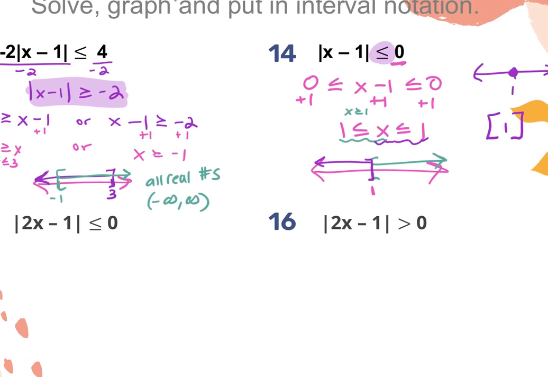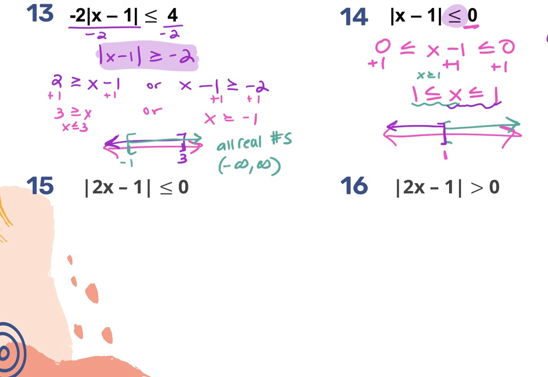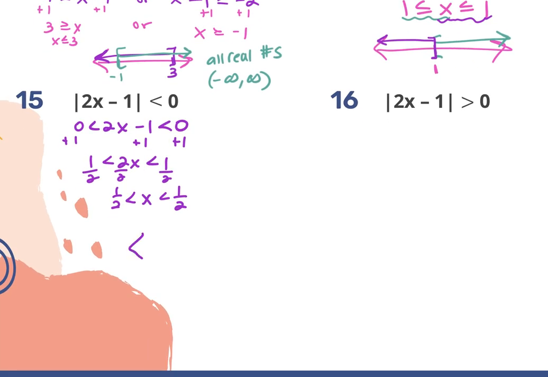Okay. What if it said, let me actually take this one off, take off the or equal to there. What if it didn't have the or equal to there? I would get 0 less than 2x minus 1, which is less than 0. I'd add the 1. Divide by 2. On my number line, I'd only have the half. And this time it would be a parentheses to the right for greater than, and a parentheses to the left for less than. The only thing that overlaps is the one half, but it's a parentheses. And what does a parentheses mean? Do we include that number? No, this is a no solution.